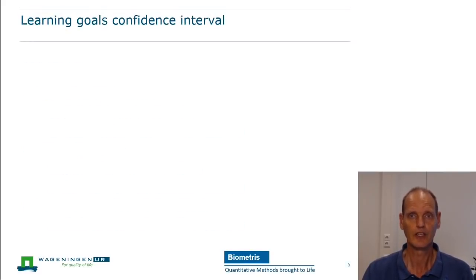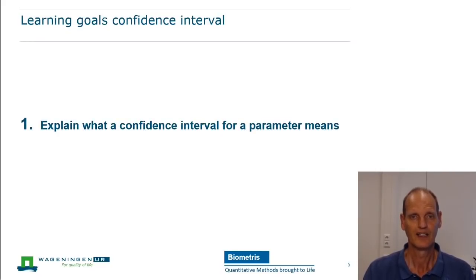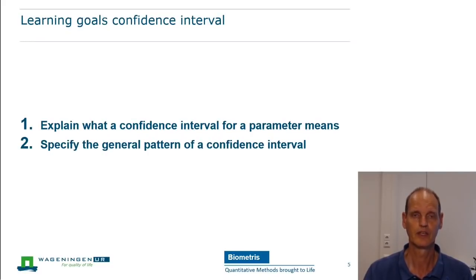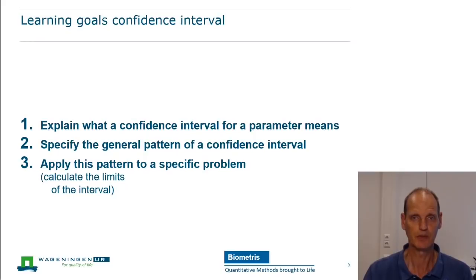First of all, the learning goals for confidence intervals. There are 3. You have to be able to explain what a confidence interval means. Confidence interval for a parameter, so-called parameter of interest, that is a population characteristic. Secondly, you have to specify the general pattern of a confidence interval. And thirdly, you have to be able to apply this pattern to a specific problem.